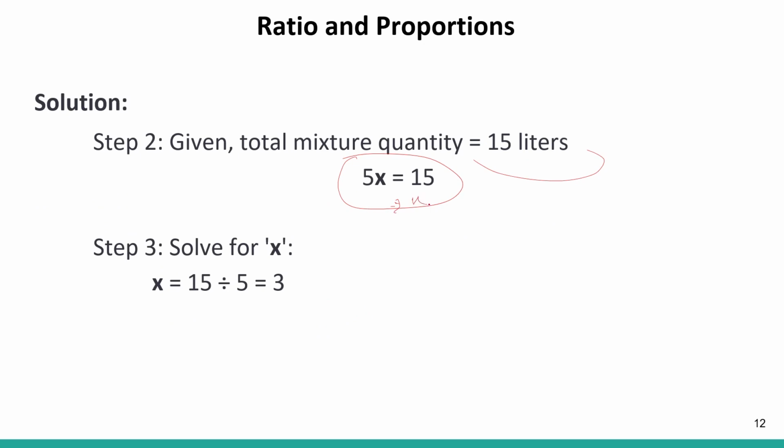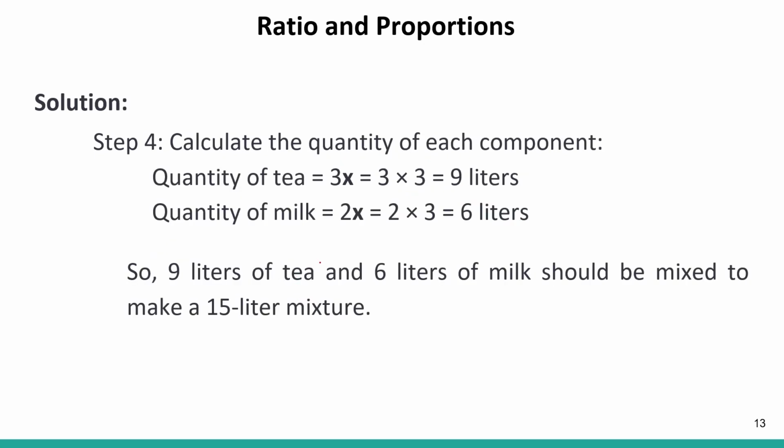This implies that x is equal to 3, right? So x is equal to 3. 15 by 5 is equal to 3. So calculating the quantity of each component. Quantity of tea will be 3x, that is 3 into 3 is equal to 9 liters. And quantity of milk will be 2x, that is 2 into 3 is equal to 6 liters. So 9 liters of tea and 6 liters of milk should be mixed to make a 15-liter mixture.